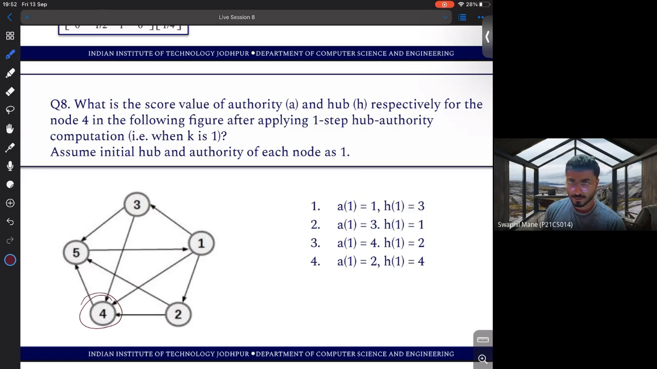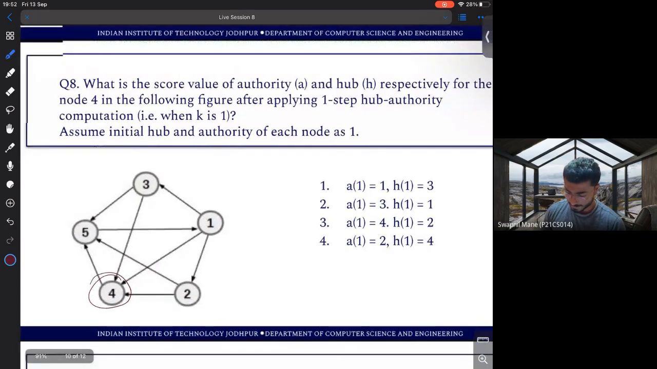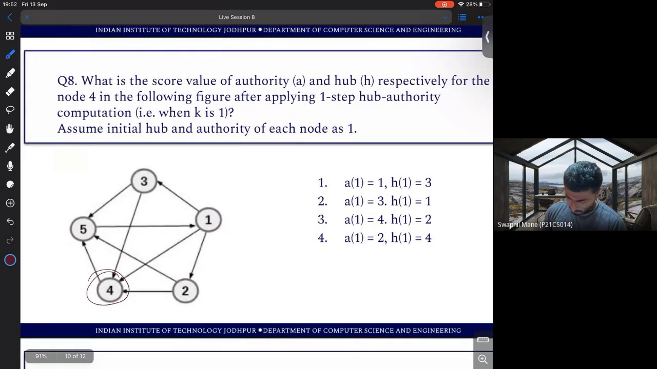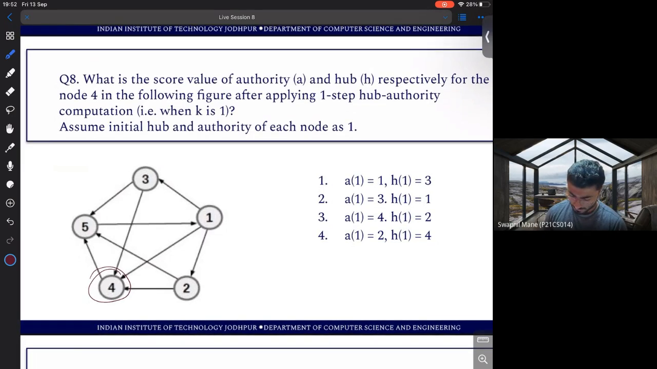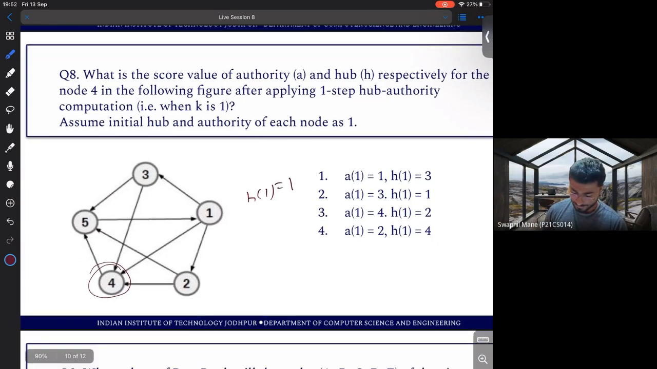Let's see which option is correct here. For the fourth node, as we have stated, for the hub we have to consider the outgoing edges. There is only one outgoing edge, so the hub score for one step is 1, because only one edge is there. The fourth node is recommending only the fifth place. Likewise, you can understand.